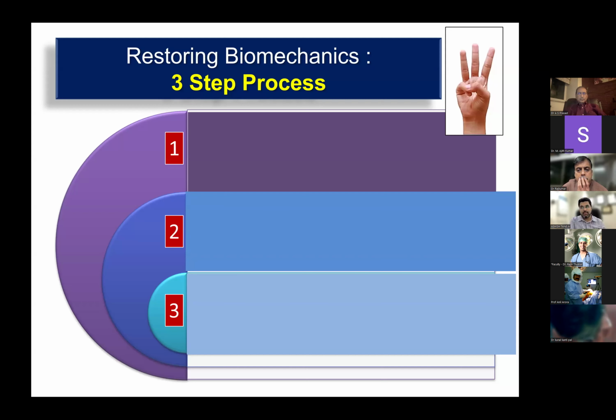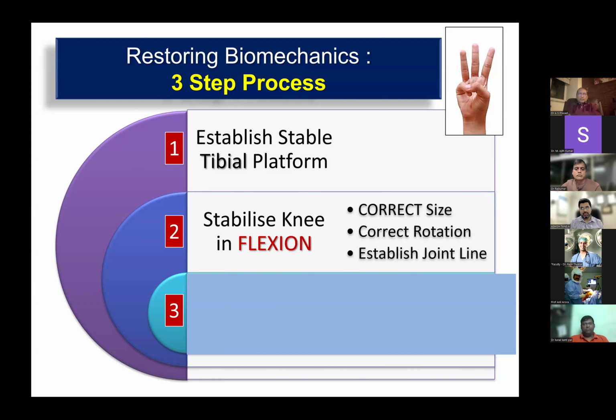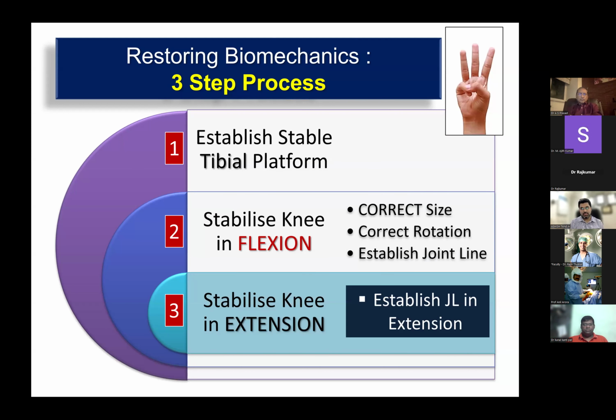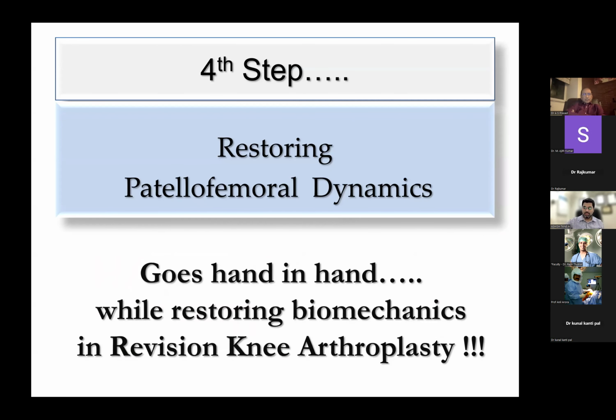So restoring is a three-step process I was talking about. Step one is to establish a stable tibial platform. As step two, you stabilize the knee in flexion by correct size and correct rotation of the femoral component, and you establish the joint line in flexion. As step three, stabilize the knee in extension and establish the joint line in extension. And the fourth step of restoring patellofemoral dynamics automatically goes hand in hand when you are doing all these steps.